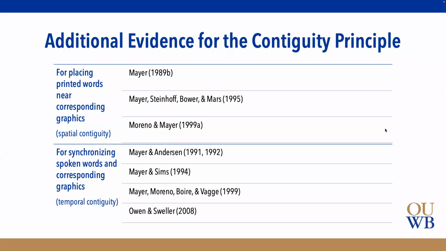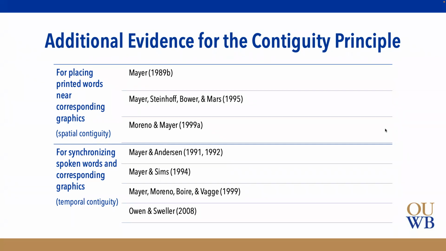And again, here's some additional evidence for the contiguity principle. It really relates to two subtopics. One is that idea of placing printed words near corresponding graphics. So that's when we're seeing words and graphics together on screen. That's the spatial contiguity principle. And the other sub area of this is that idea of synchronizing spoken words, so things that we're processing auditorily, not seen on screen, with their corresponding graphics. And that's related to temporal contiguity.